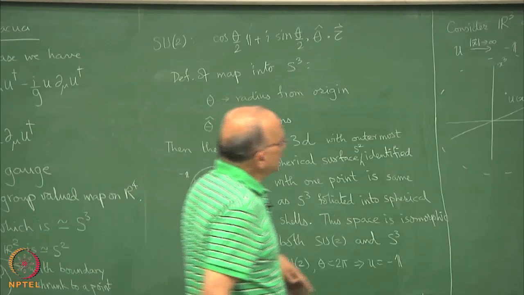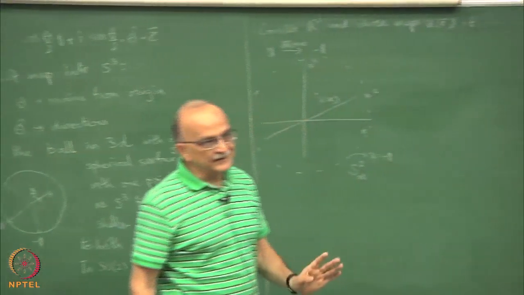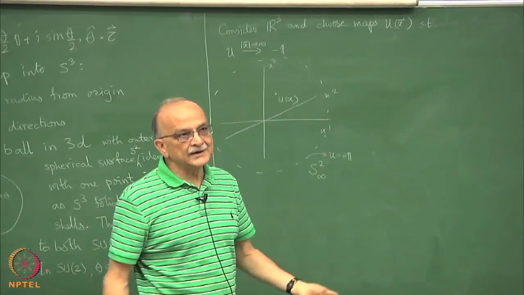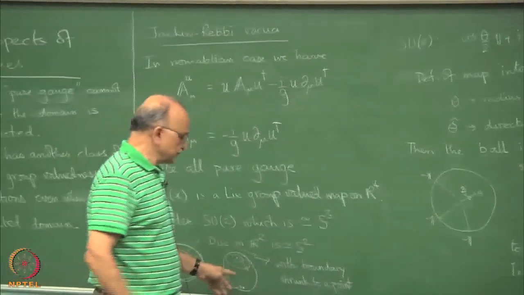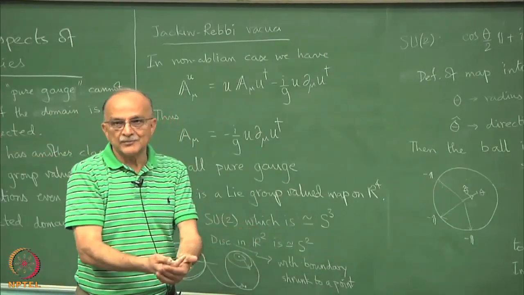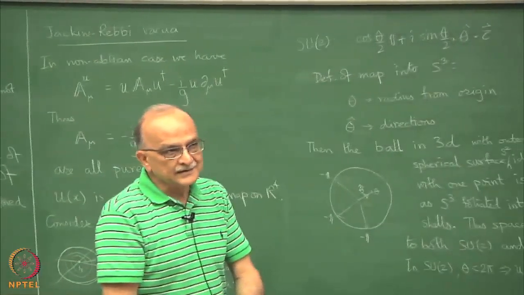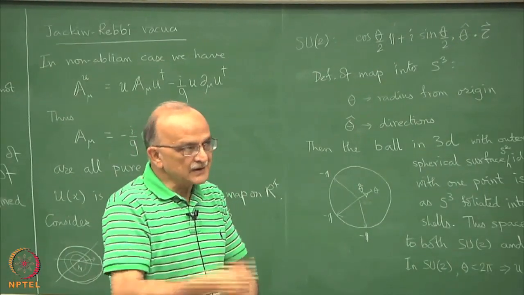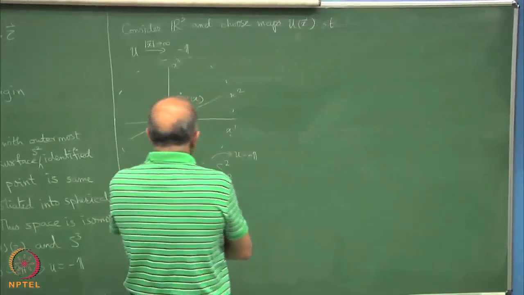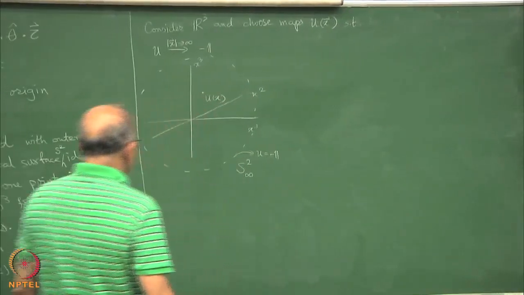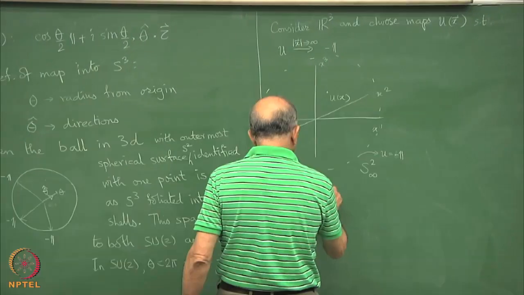Effectively, therefore, the R3 itself is compactified. R3 itself is converted to S3 by this kind of argument. The outermost sphere is mapped to one point. So it becomes an S3. So we will come back to it again. How do you do this? How do you choose such a map? Well, it is very easy once it is explained.